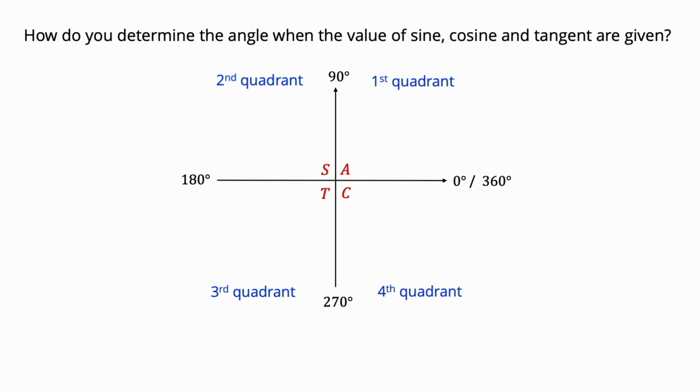How do you determine the angle in the four quadrants when the value of sine, cosine, and tangent are given? Always remember the angle of theta in each quadrant. Theta in first quadrant, 180 degree minus theta in second quadrant, 180 degree plus theta in third quadrant, and 360 degree minus theta in fourth quadrant.